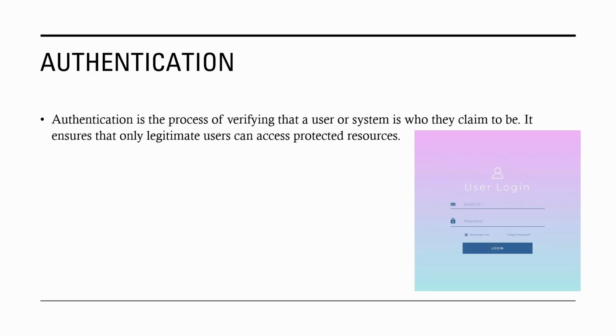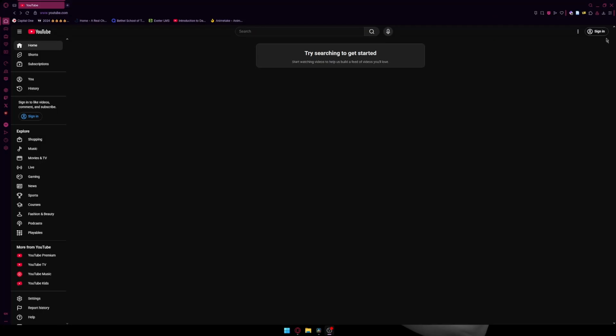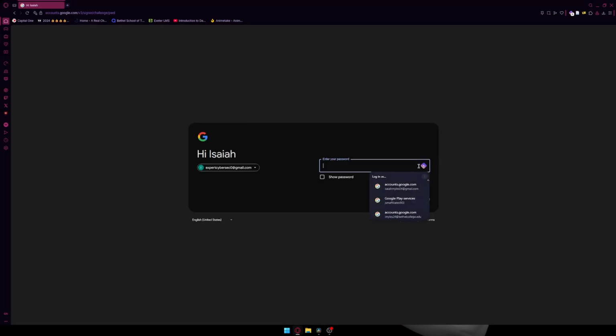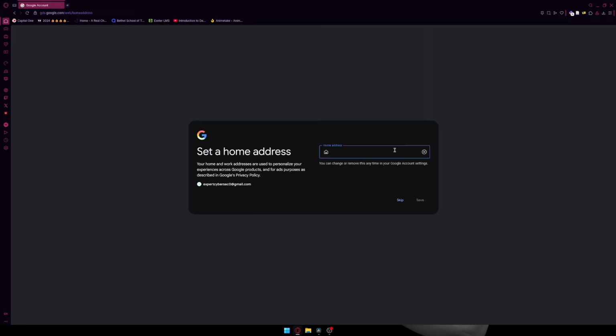Authentication is the process of verifying that a user or system is who they claim to be. It ensures that only legitimate users can access protected resources. For example, when you log into an online banking account with a username or password, or use a biometric fingerprint scan, the system confirms your identity before granting access. Authentication is the first line of defense in cybersecurity. Without it, any subsequent controls are meaningless.